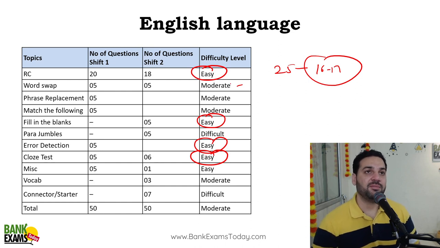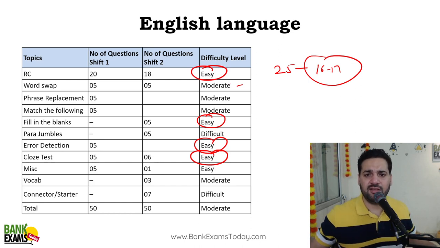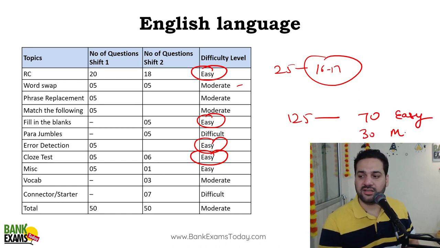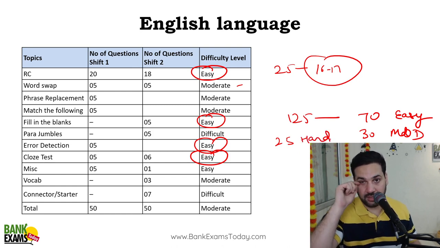What I recommend to my students is that whenever you see easy questions, always attempt all the easy questions. Out of these 125 questions, trust me, at least 70 are easy, 30 are moderate. That's what I have seen in the previous papers. And 20, 25 are hard. This is the common pattern, I would say: 25 questions are hard, 70 are easy, 30 are moderate.